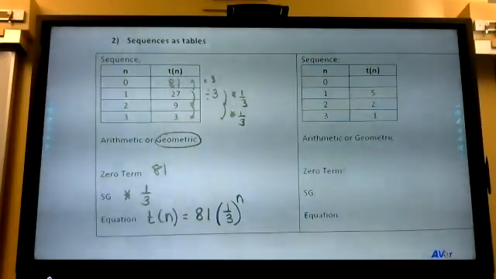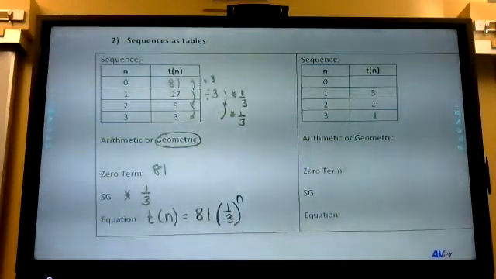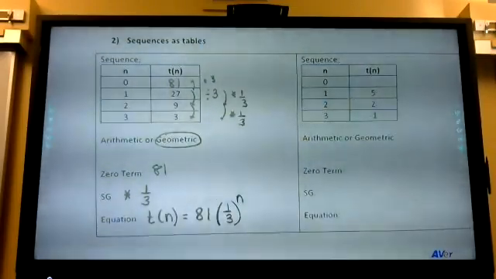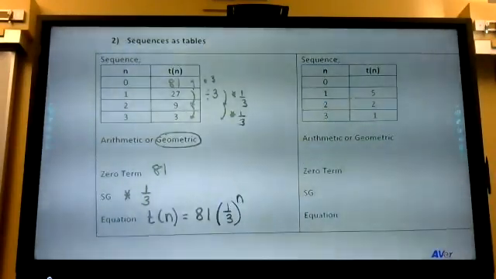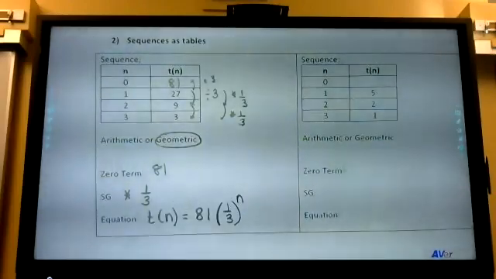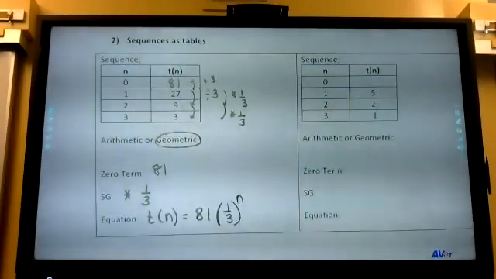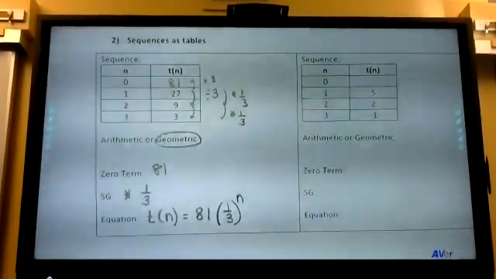All right, I'd like you to pause the video here, and I'd like you to try this next table. I want you to fill out the 0 term, circle if it's arithmetic or geometric, find all the pieces and see if you can write the equation. Okay, all right, pause the video here and see what you get.